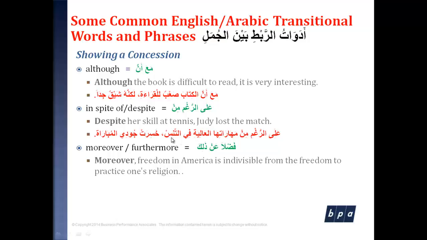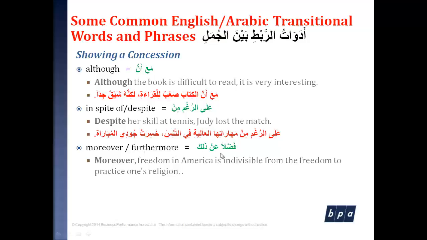في التنس, in tennis or at tennis, خسرت جودي المباراة. خسرت, lost, Judy, the verb here came before the noun, Judy المباراة. We will be talking about the structure of sentences in later lessons.